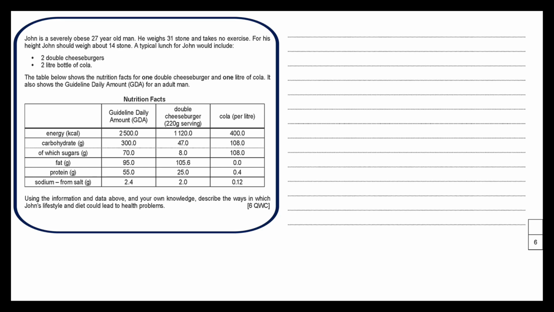In the second question, we are provided with information about John. John is severely obese and is 27 years old. He weighs 31 stone and takes no exercise. For a typical lunch, John has 2 double cheeseburgers and a 2-litre bottle of cola. Underneath that information, we have a table of data. This data shows us the guideline daily amounts for various nutrients for an adult man.